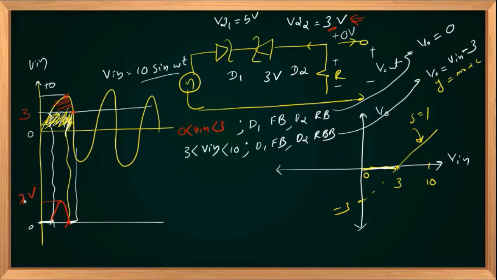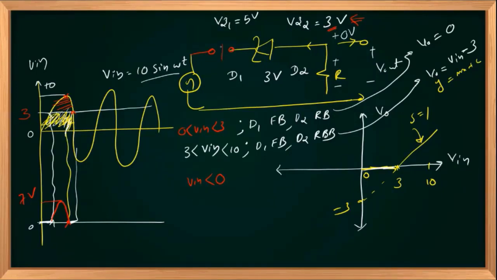Right, let us concentrate on the negative half cycle. If V in is negative, if V in is less than 0, your D1 will be in open condition because its anode is negative.